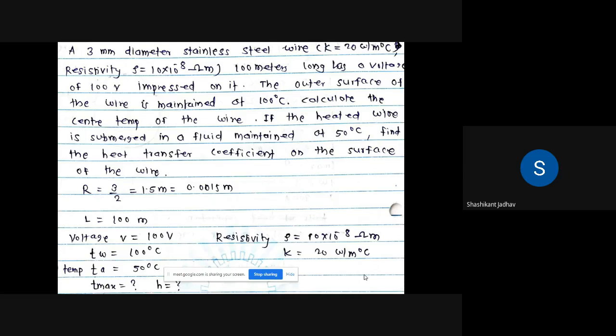The outer surface of the wire is maintained at 100 degrees Celsius.